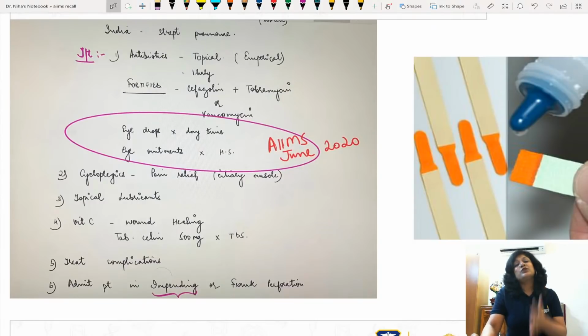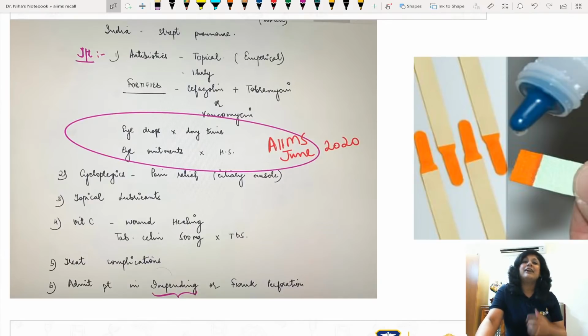That is why in most cases we are doing empirical treatment. We give broad spectrum antibiotics covering gram positive, gram negative, aerobic, anaerobic, everything, and we are also giving the fortified ones. If you remember, I told you that we are also giving the fortified. How do you fortify? We take the injection ampules, take it out, and then with the help of a syringe, we make the desired combination in the eye drop. In this way, we are making the fortified preparations.